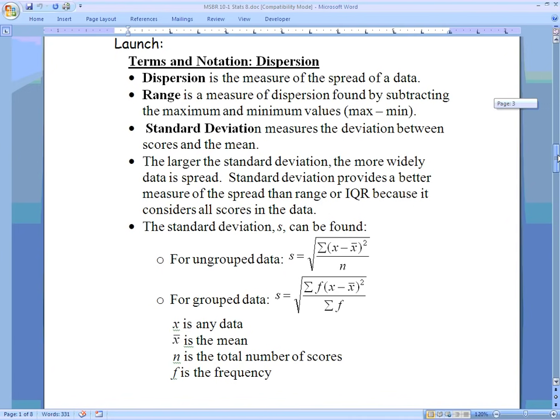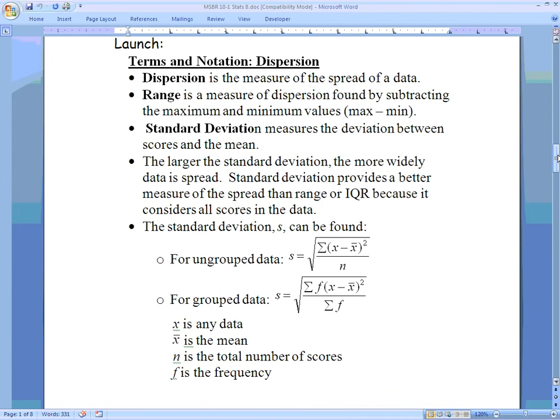All right, so a big list of terms and notation. Again, you can pause the video if you want to write these down first. Dispersion is the measure of the spread of data. We've already looked at one measure of dispersion, called interquartile range. Obviously, the wider apart your quartile 3 and quartile 1 are, the bigger that number is, and the more spread out your data is.